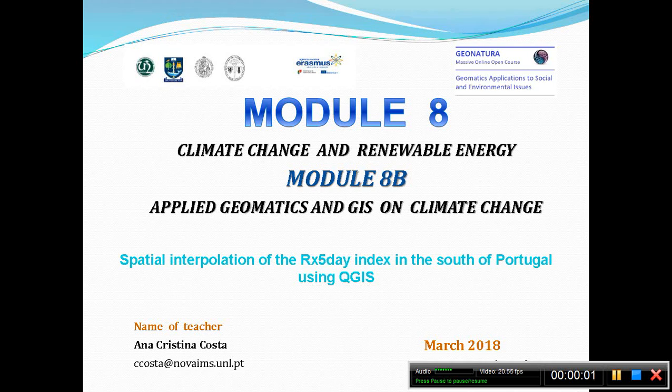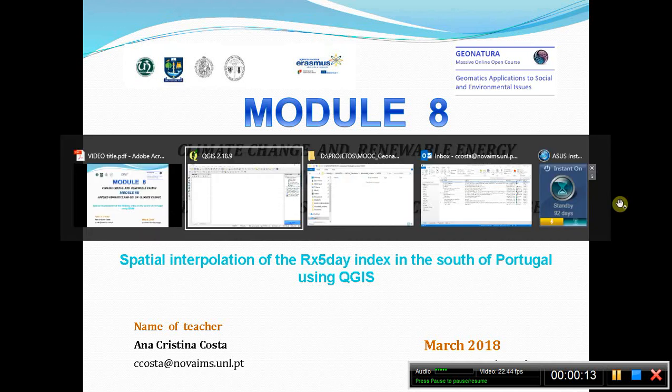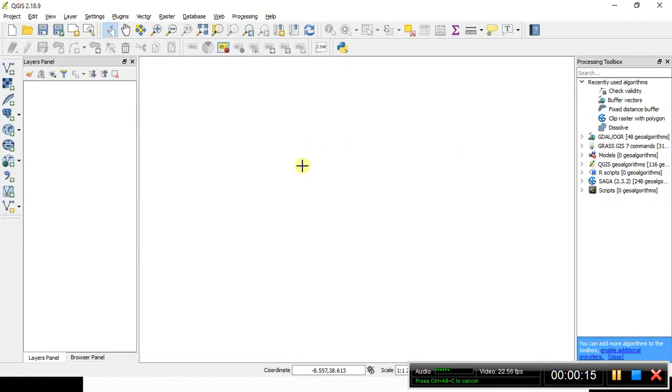In this video, we will show how to perform the spatial interpolation of the RX index in the south of Portugal using the QGIS software. So first open QGIS and let's add the study area to the project.